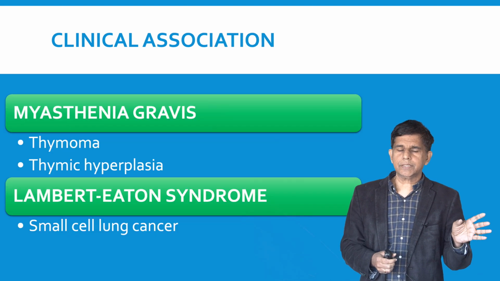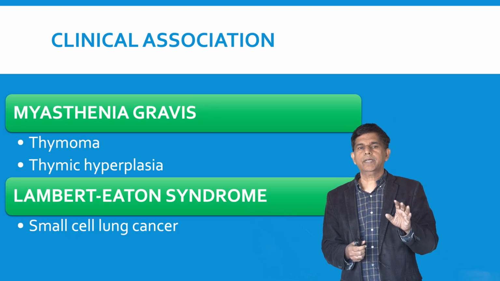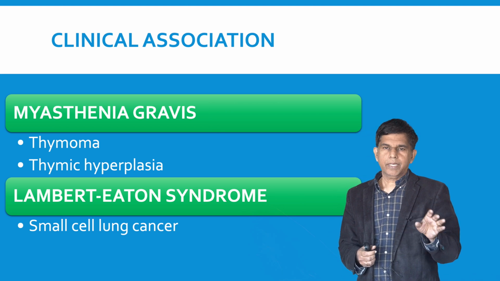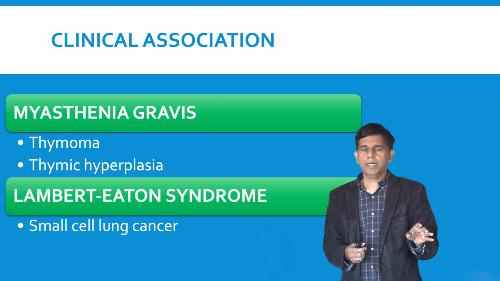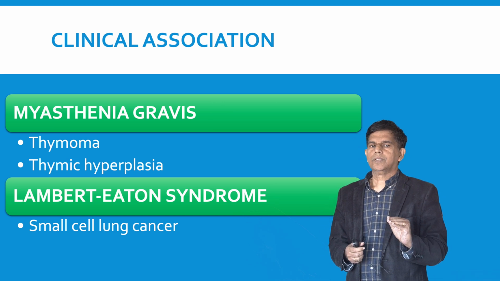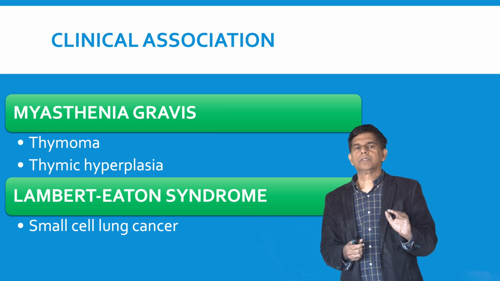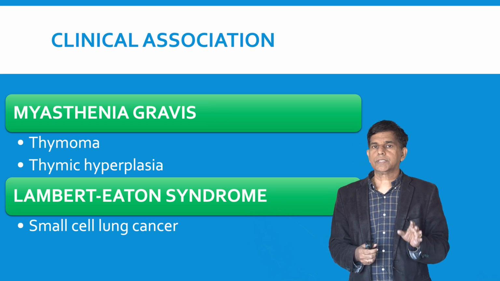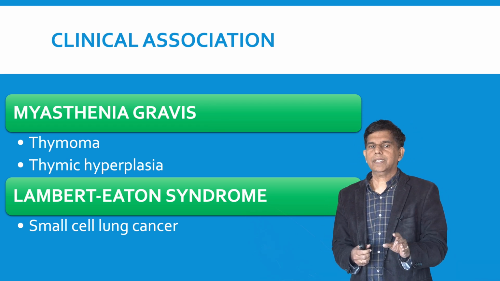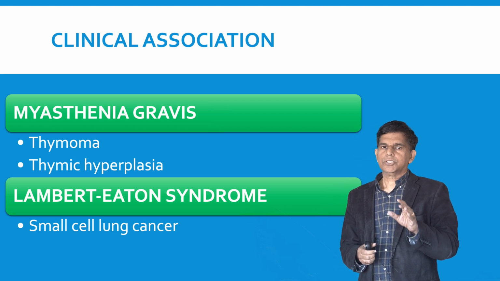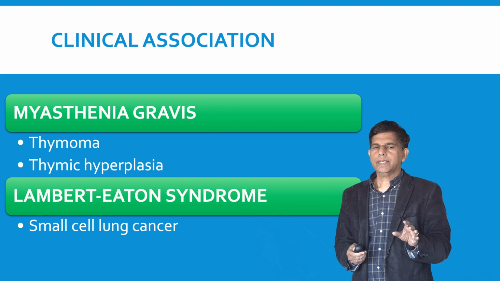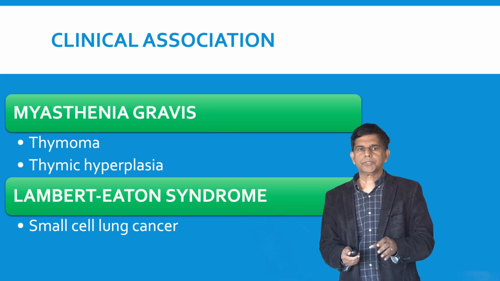In clinical association, with myasthenia gravis you'll find thymoma and thymic hyperplasia. In myasthenia gravis, a treatment option is also removing the thymoma. In Lambert-Eaton syndrome, 60 to 70% of people are associated with small cell lung cancer. So if you think it's Lambert-Eaton syndrome, link it with lung cancer, which is small cell lung cancer. Myasthenia gravis is not associated with lung cancer.